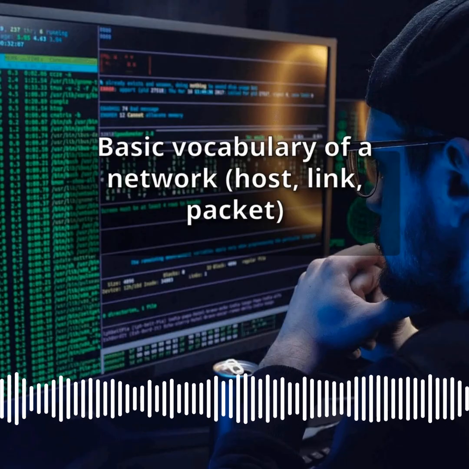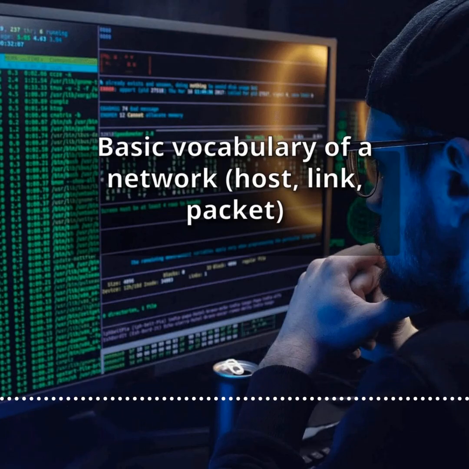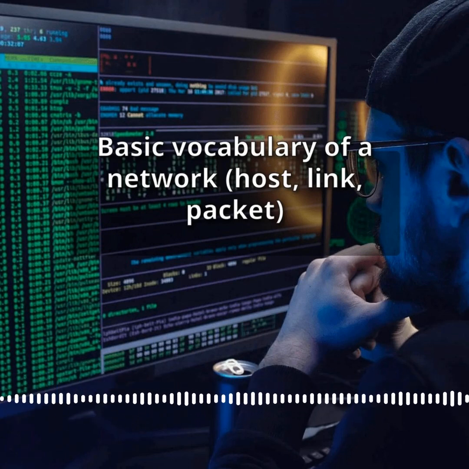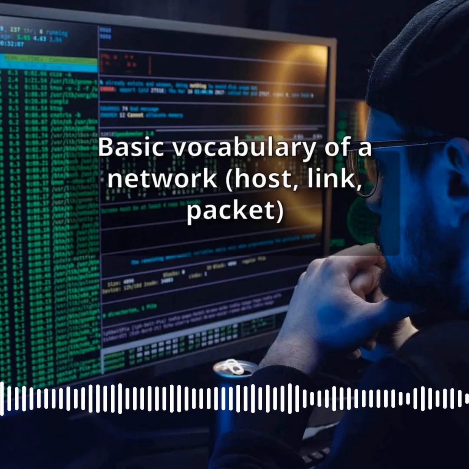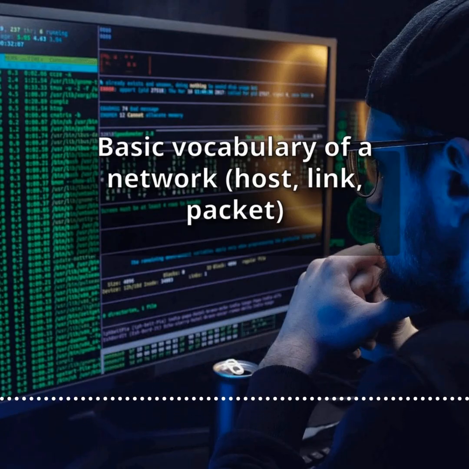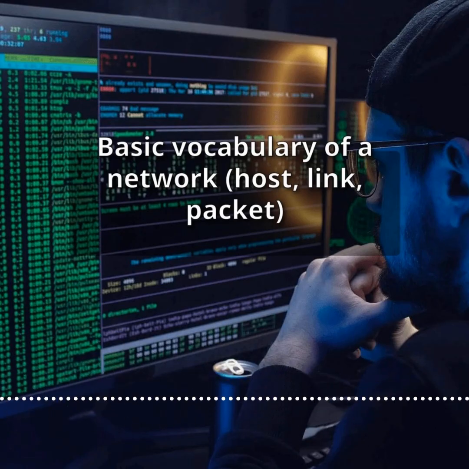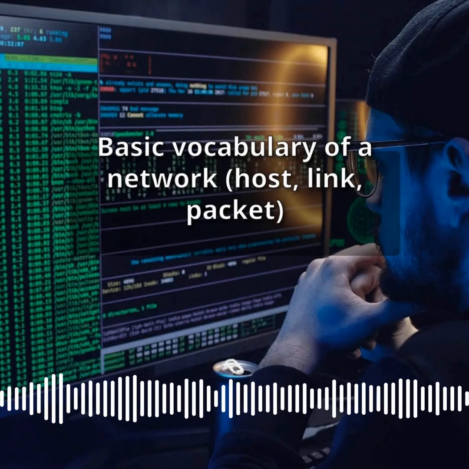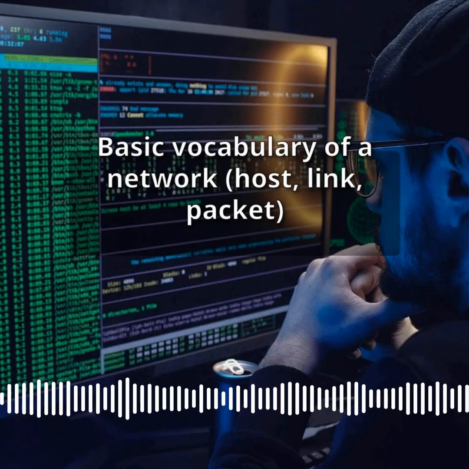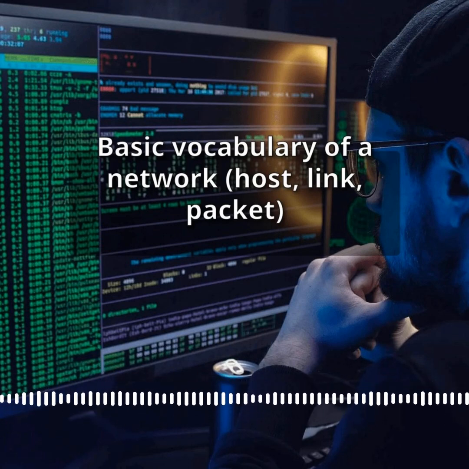Hosts are identified on a network using addresses. The most common addressing system today is the Internet Protocol address, which exists in two versions, version 4 and version 6. An Internet Protocol version 4 address looks like four numbers separated by dots, for example 192.168.1.10. An Internet Protocol version 6 address is longer and uses hexadecimal notation, for example 2001:0DB8:85A3:0000:0000:8A2E:0370:7334. Every host connected to a network must have at least one such address so that other devices know where to send data.